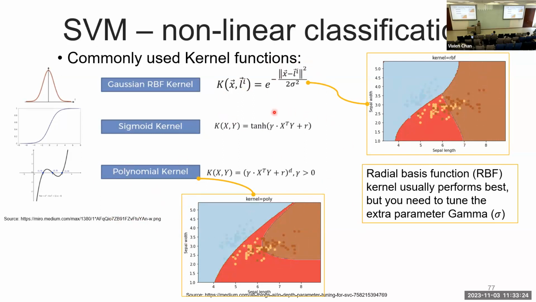And if you use the Gaussian kernel, you can see there is a hyperparameter gamma here. So there is a value gamma. There is also a parameter gamma here, which you need to do some tuning before you can build your SVM model.